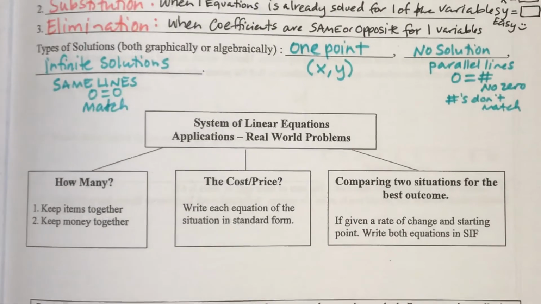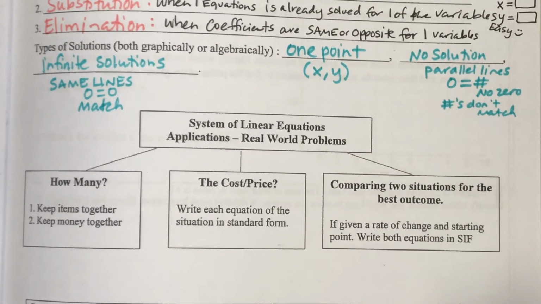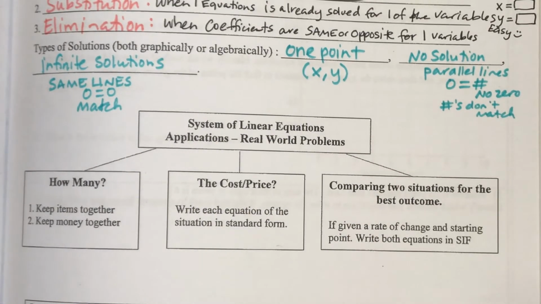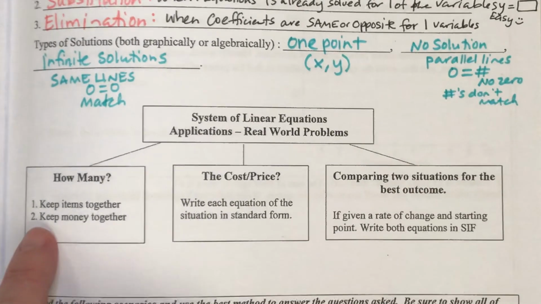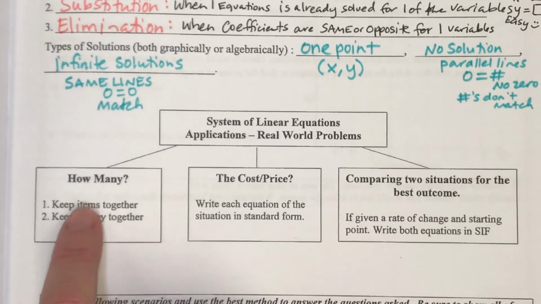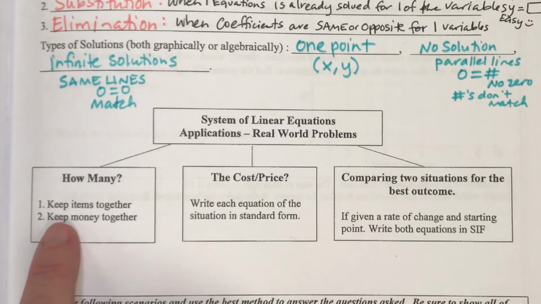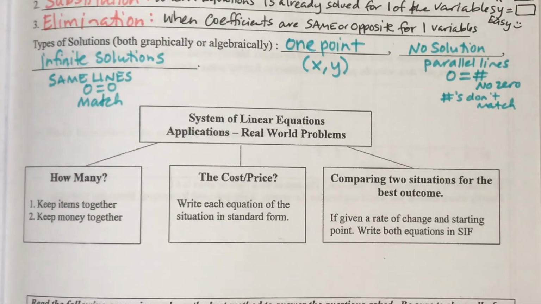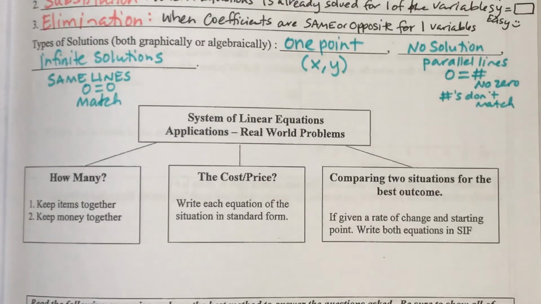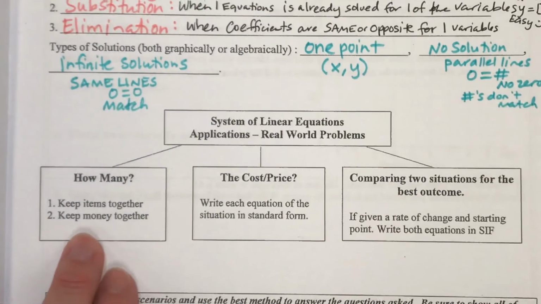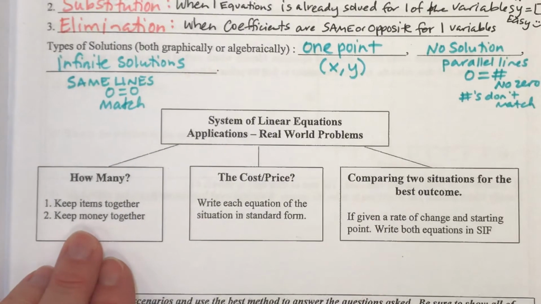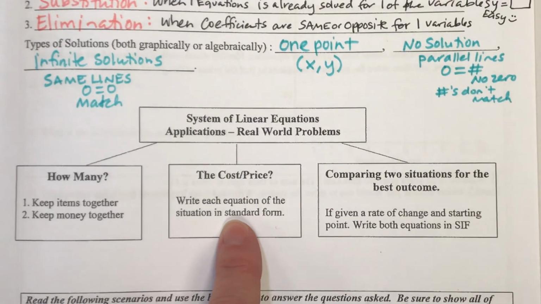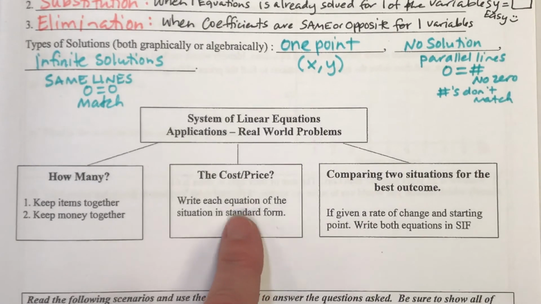So then here's my little diagram to help you with systems of linear equations, the application part, so real world problems. Normally when I'm setting up equations, when you see how many, that means you want to keep your items together, like 7 pencils and 7 pens, and you're counting how many pens did I purchase if I purchase 152 pens or pencils. So keep your items together for one equation, and keep your money together for the other one. Or if your question comes down to cost and price, you would write each equation of the situation in standard form. That's very typical.